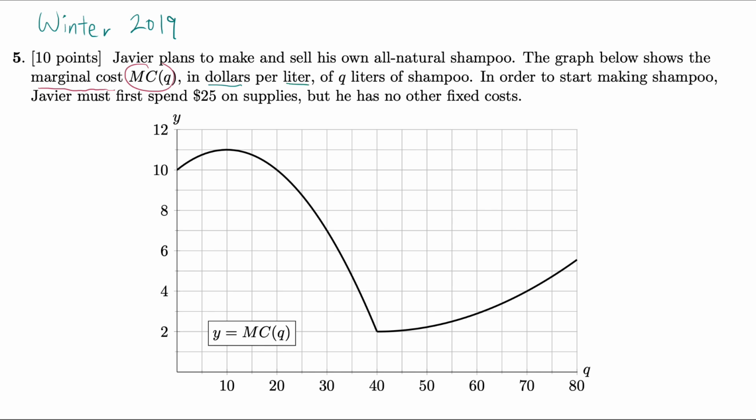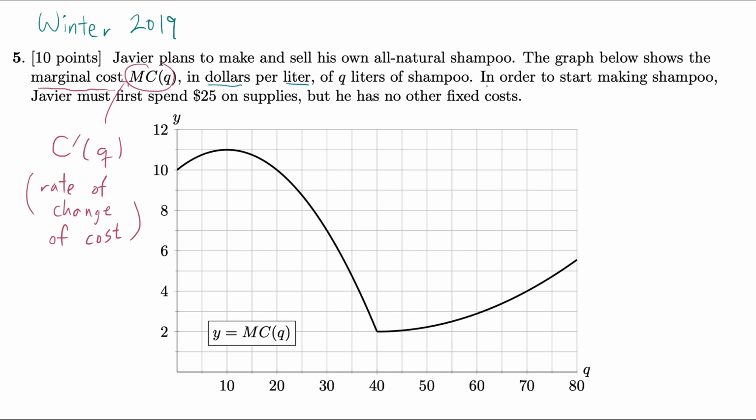So I guess it's also good to point out, in case you forgot, that the marginal part of marginal cost is really just a fancy word for derivative. So MC of Q is really just C prime of Q. So another way of thinking about it is that it's really the rate of change of cost. I guess to be more precise, it's the instantaneous rate of change of cost, but you know what I mean here.